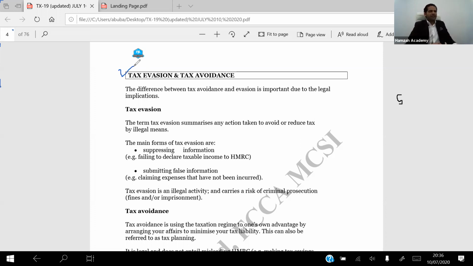So what is avoidance then? If evasion is hiding income, if evasion is misleading them, if evasion is misstatement, avoidance is when you know the law and you know that if you change a couple of things here, using the law, you can avoid being taxed.